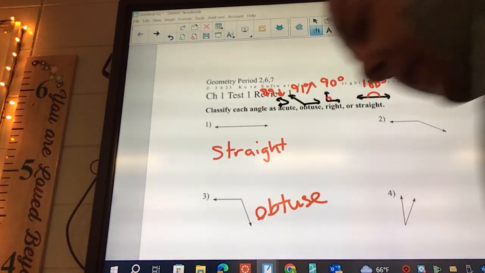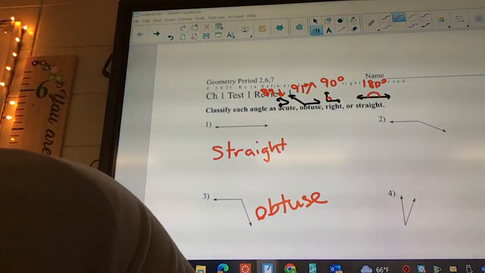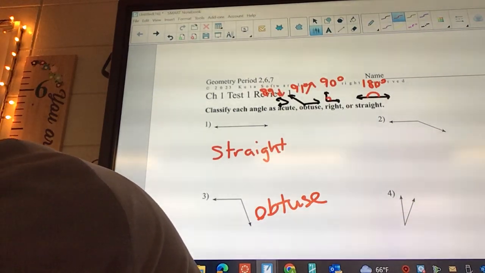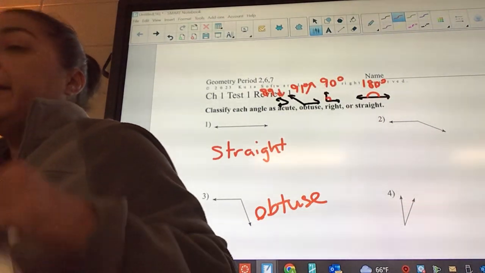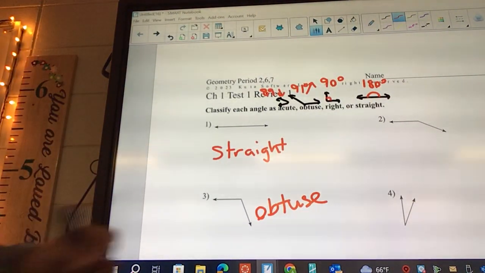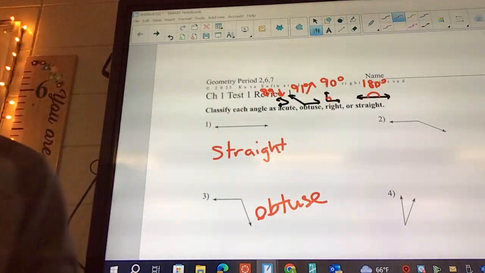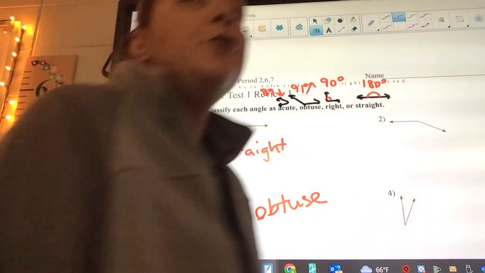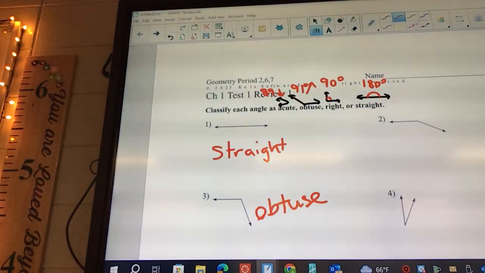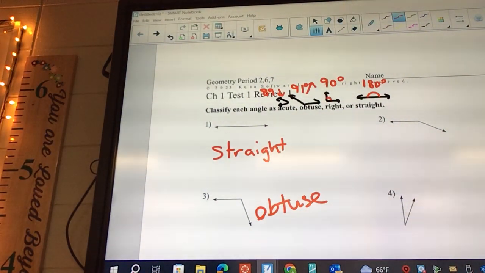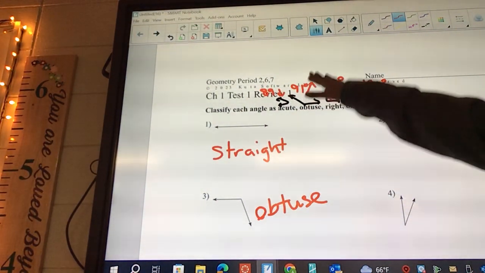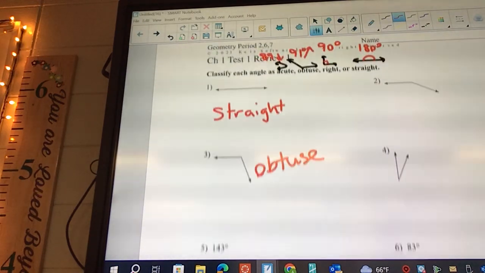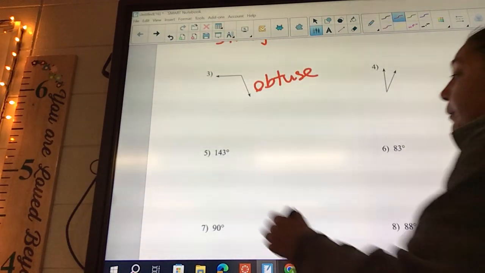Look at number 5, 5 through 8. They gave us the degree measure, and so that's why I wrote those up there. That way you had them. Okay, 143 degrees is going to be what? Obtuse. So again, I said bigger than 91. So bigger than 91, that's going to be obtuse.